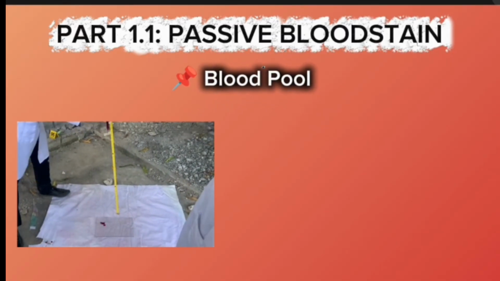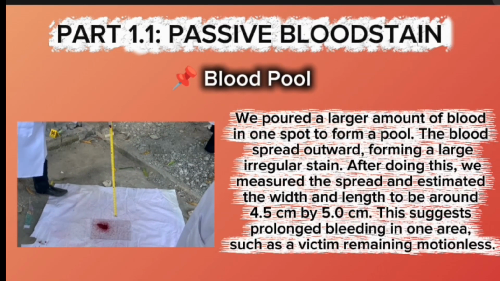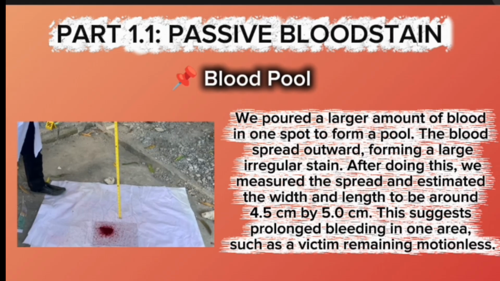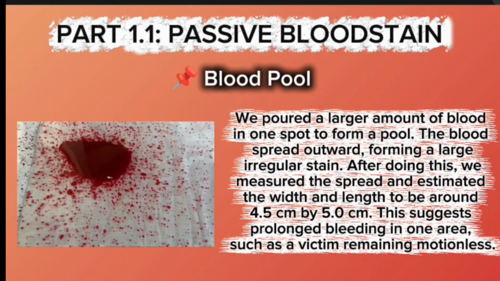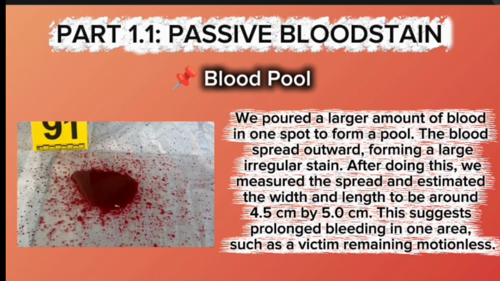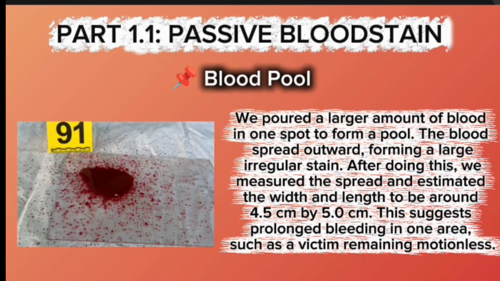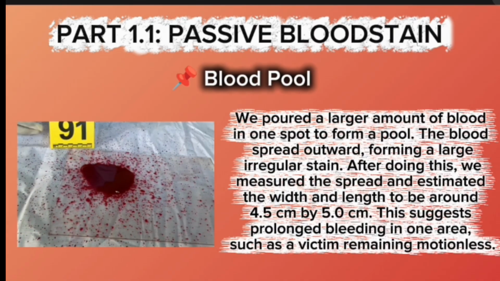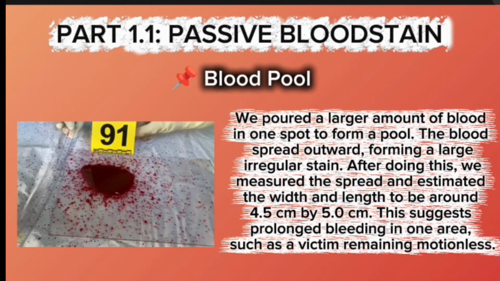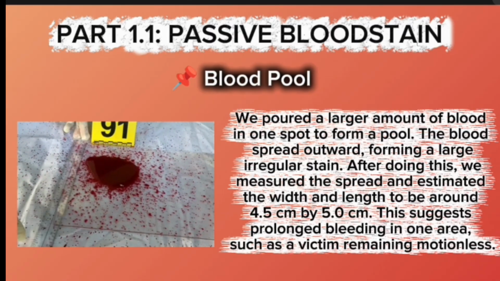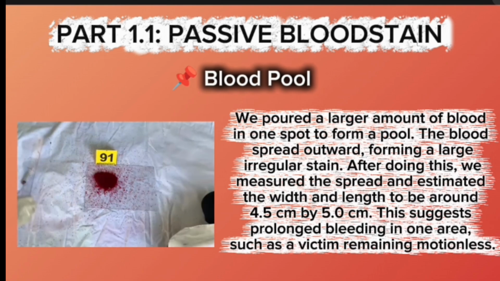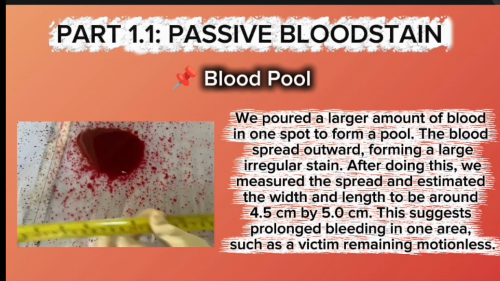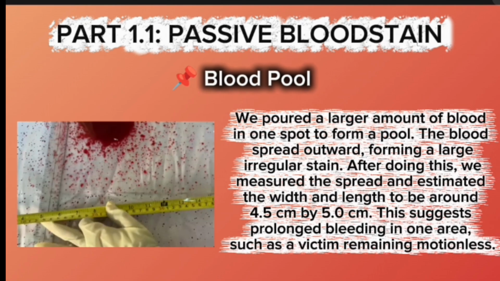We poured a larger amount of blood in one spot to form a pool. The blood spread outward, forming a large irregular stain. After doing this, we measured the spread and estimated the width and length to be around 4.5 cm by 5 cm. This suggests prolonged bleeding in one area, such as a victim remaining motionless.